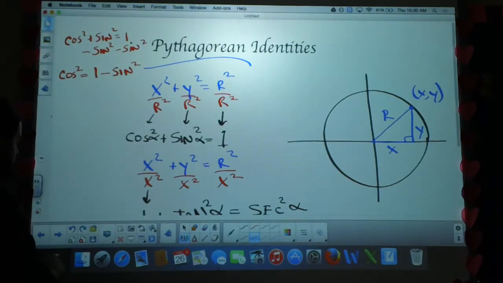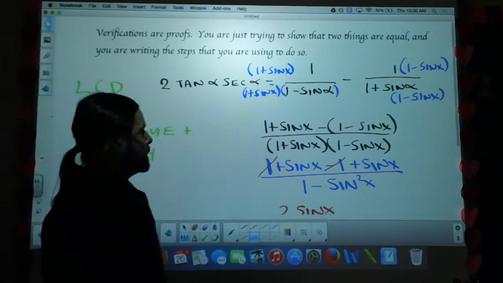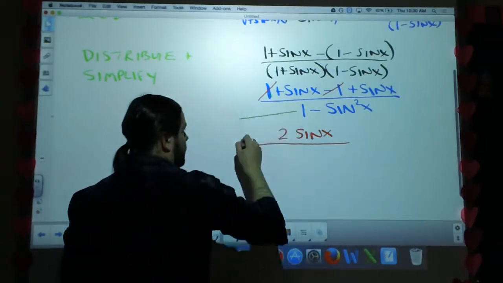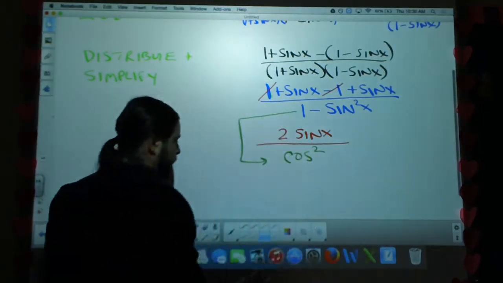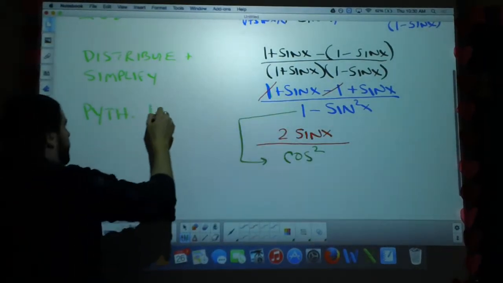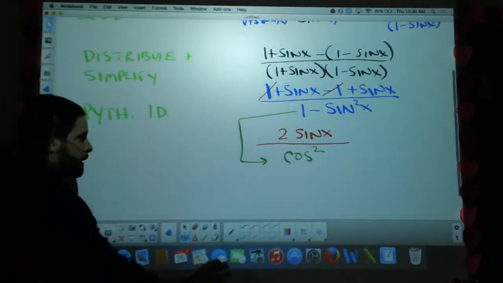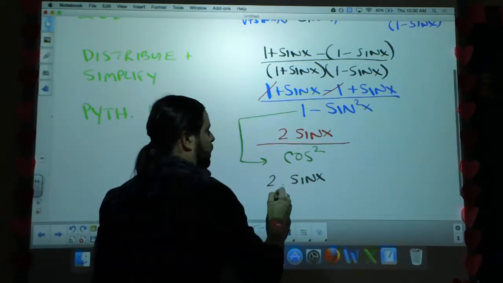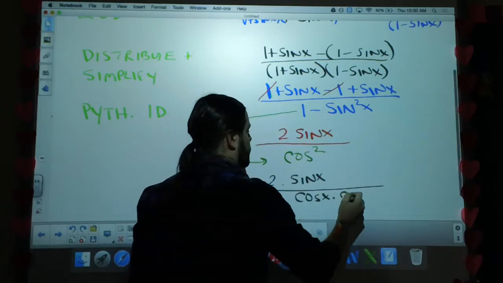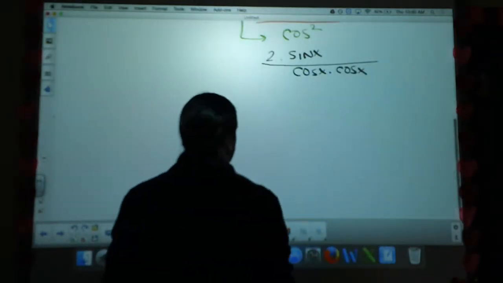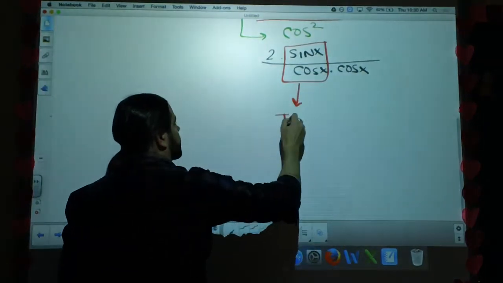If cosine squared equals 1 minus sine squared, then I can take this 1 minus sine squared and turn it into a cosine squared. The reason I'm doing that is because that's a Pythagorean identity. Then I can think of this as 2 times the sine of x over cosine x, because that's what a square means. And I can take sine of x over cosine x, this part, and I can turn that into tangent.